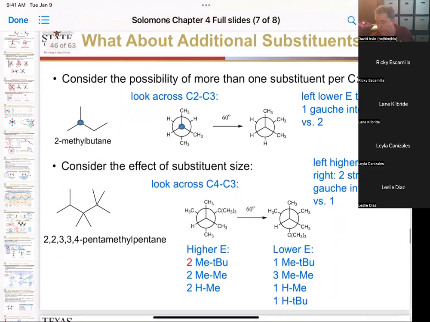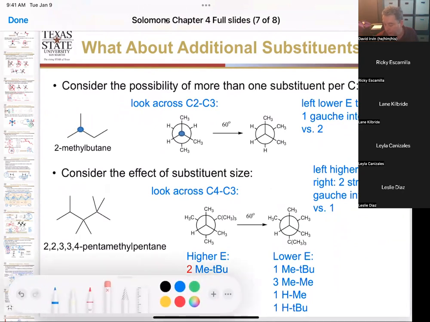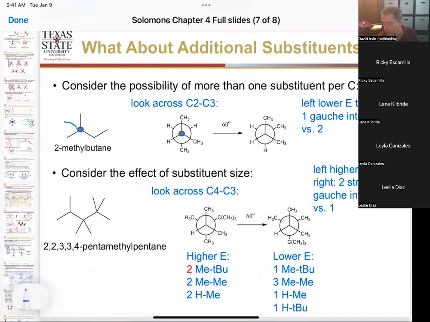All right, so what about multiple attachments? All we have to do is worry about our perspective. Let's start with this, and we're going to look down this bond here with our eye over here. That means we're going to have one methyl group and a hydrogen on the front carbon, and then on the back carbon, we're going to have one methyl group and two hydrogens.